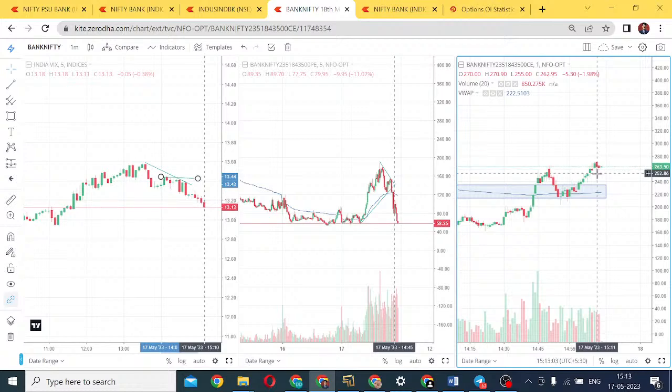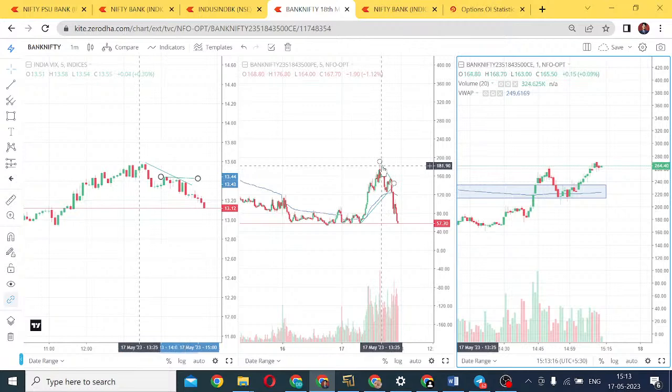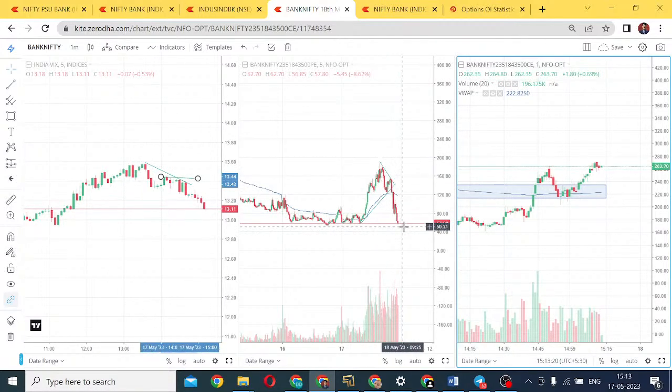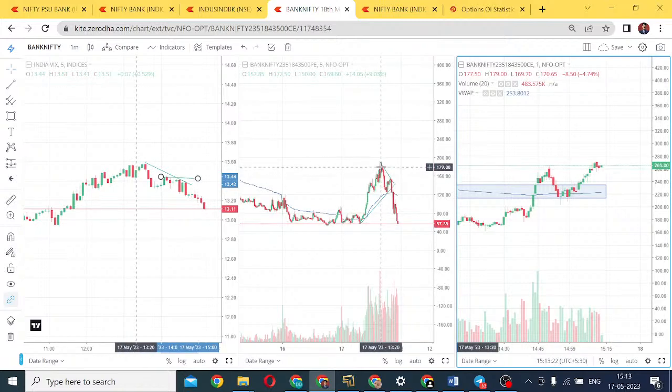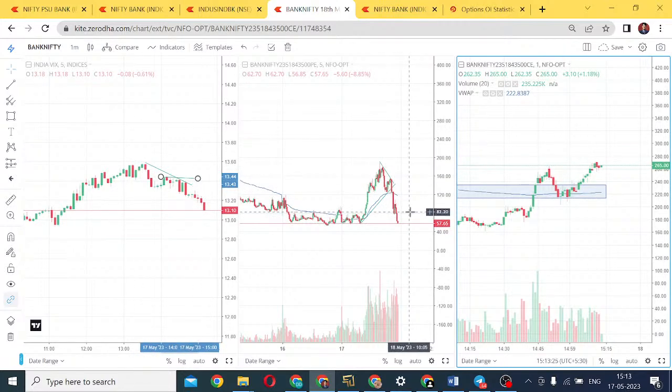Important thing is, when the market was falling, even in the afternoon when it was near 43,550, I said Bank Nifty put writers are searching for new put buyers. Guys who would have entered here at 180, just look at their capital erosion. It's come down to 60. It's a 66% capital erosion here, guys.